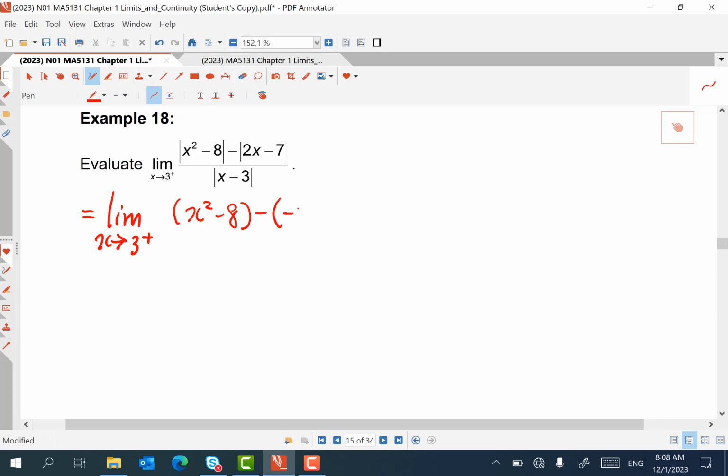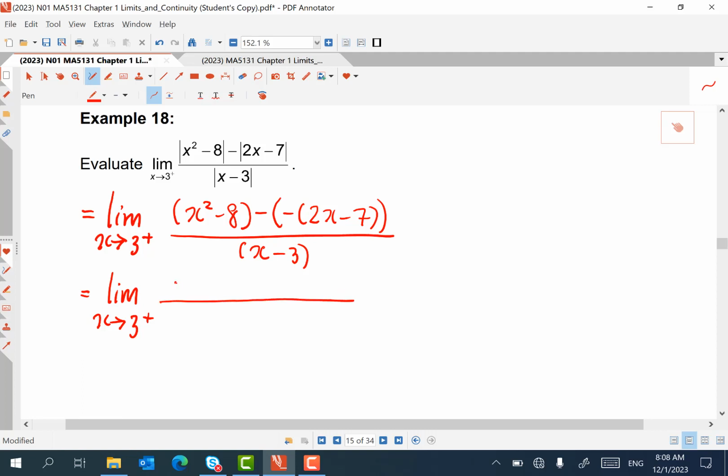So therefore, when you open up the modulus, and then on the denominator, is again positive. And now let's do the arithmetic. On the numerator, what do we have? Minus 15.